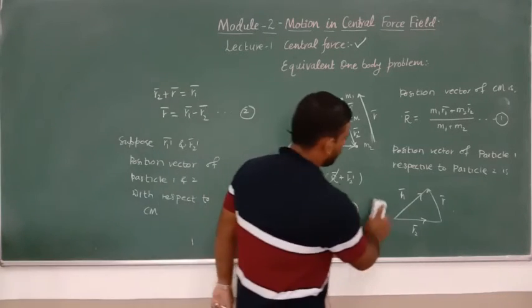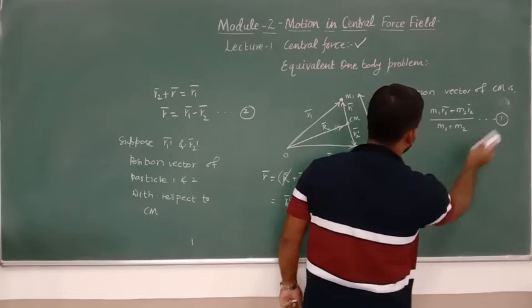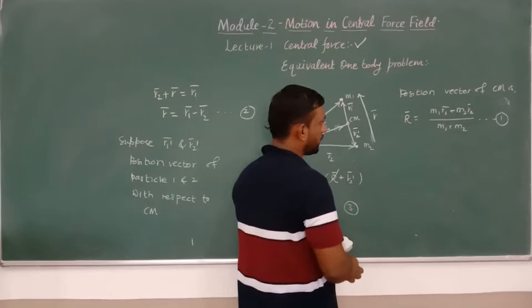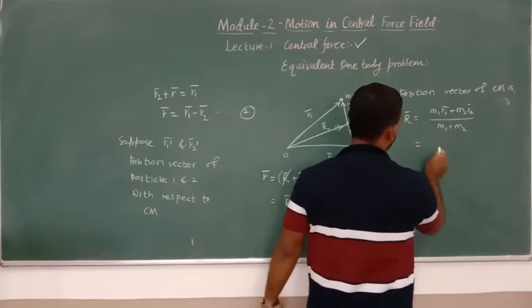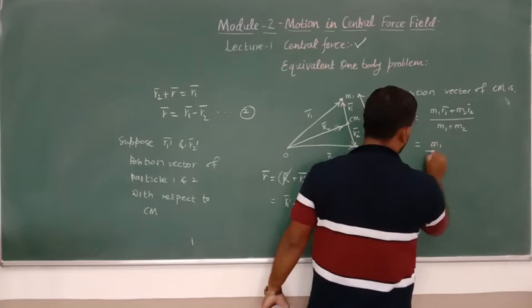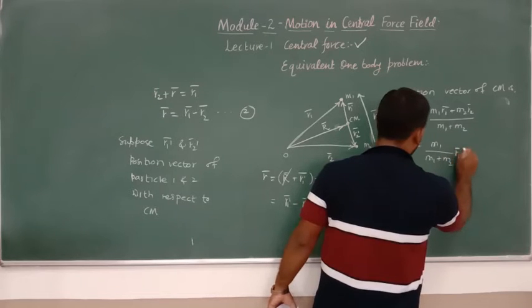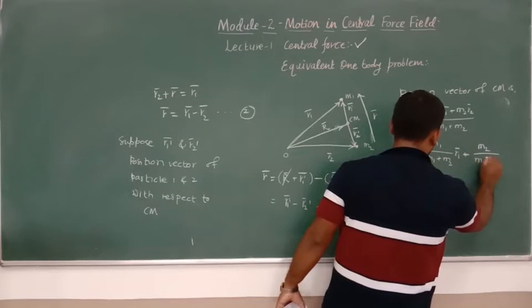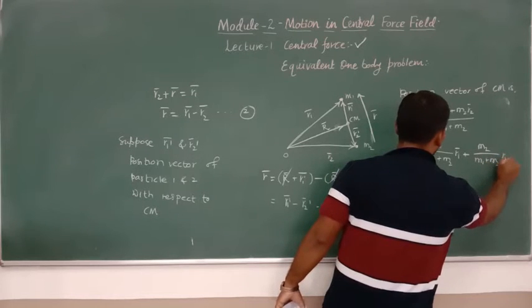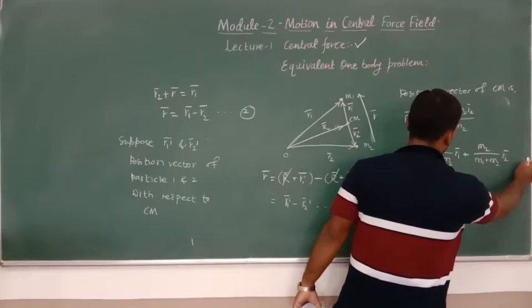So from the equation, how to write this equation first? If I just write this separately, it is m1 upon m1 plus m2, this is r1 bar, plus m2 upon m1 plus m2, r2 bar. Okay, so this is equation number, by the way.